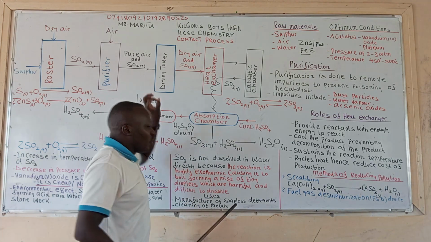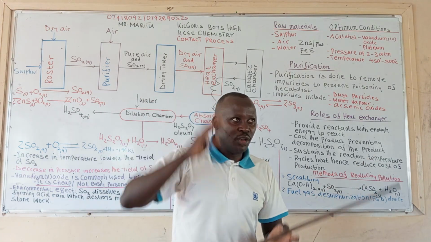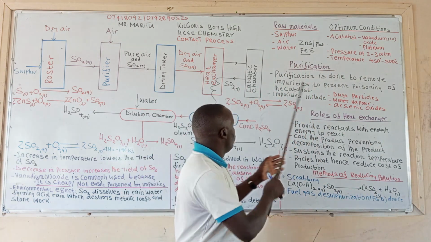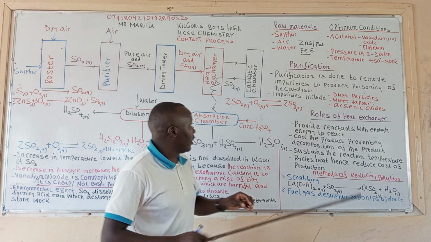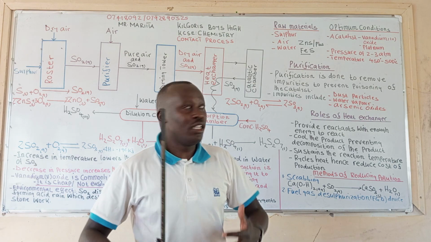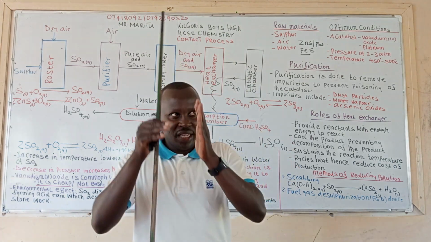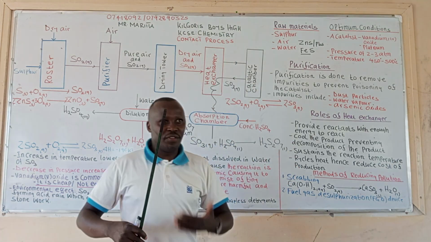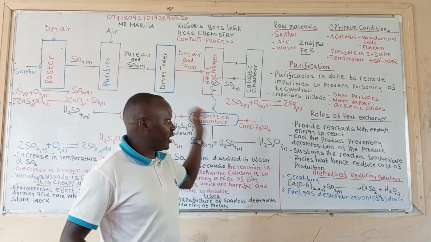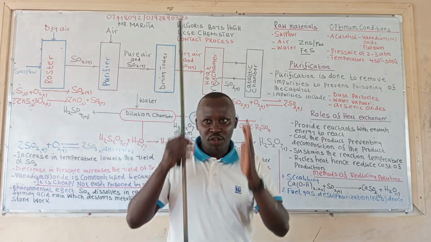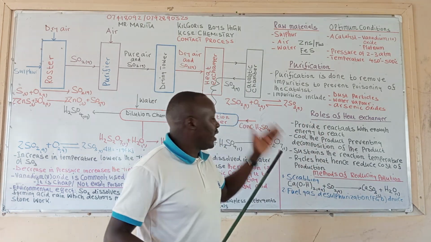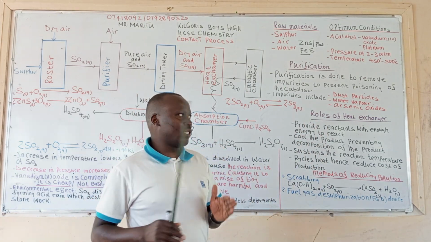So in this case here, we have a purification. In the purification, the dusty particles and impurities are removed. Purification is done to remove the impurities to prevent poisoning of the catalyst. And also, what are some of the impurities which are removed in the purification chamber? We have the dusty particles, we have water vapor, and then we have the arsenic compounds.